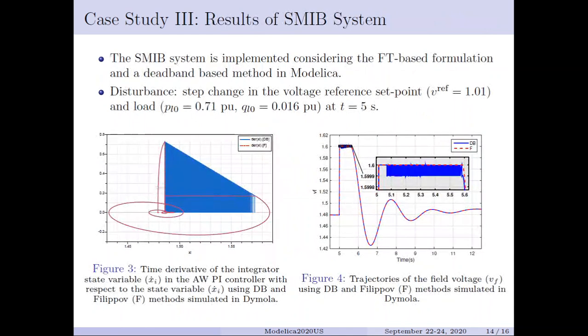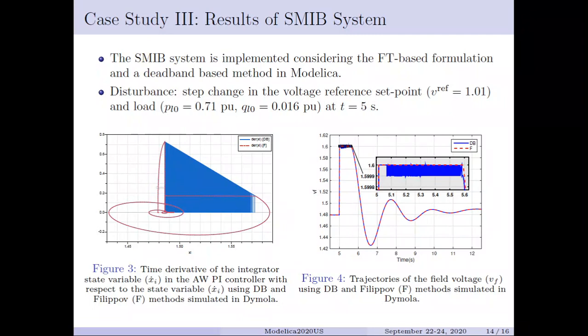Also, to remove the numerical issues of this IEEE standard anti-windup model, a deadband based method is proposed in the literature. We also consider this deadband based implementation for comparing our results. The disturbance in the single machine infinite bus network is a step change in the reference set point of the AVR and load.